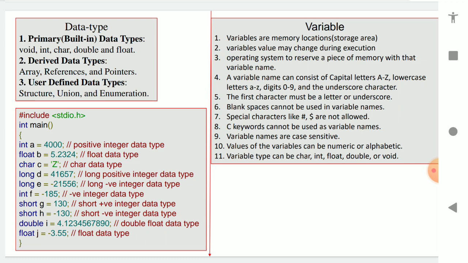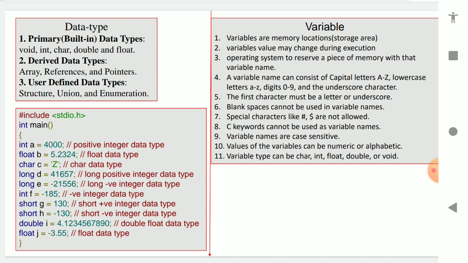Here is given the code for data types. #include <stdio.h> int main() curly bracket int a = 4000; positive integer data type. float b = 5.2324; // float data type. This is the float data type.